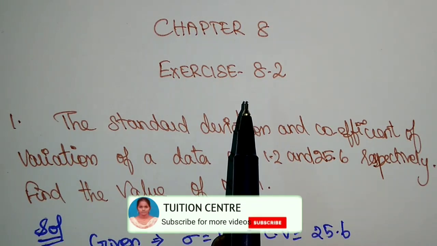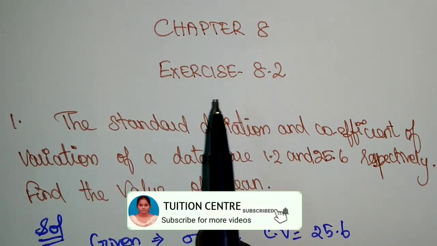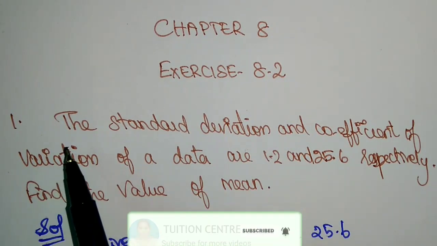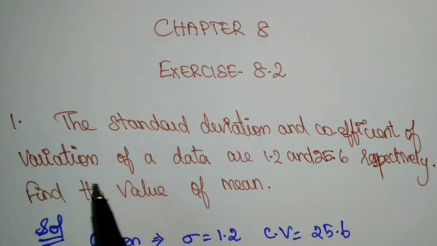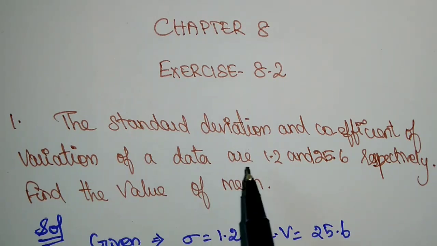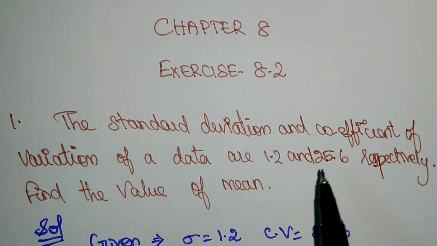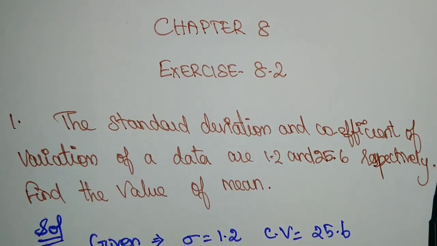Today we are going to see chapter 8, exercise 8.2. The first problem: the standard deviation and coefficient of variation of a data are 1.2 and 25.6 respectively. Find the value of mean.